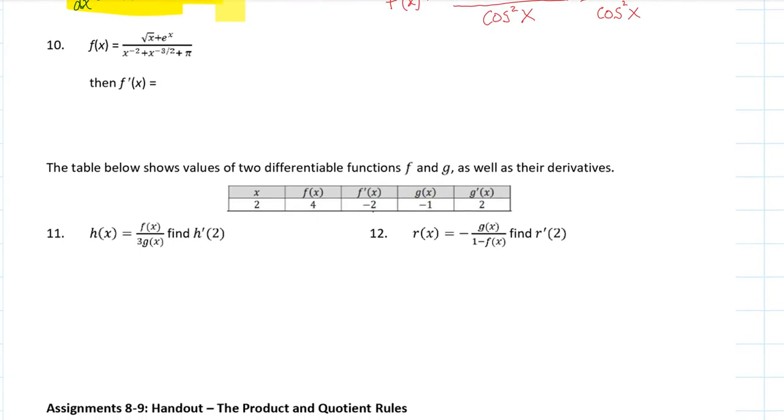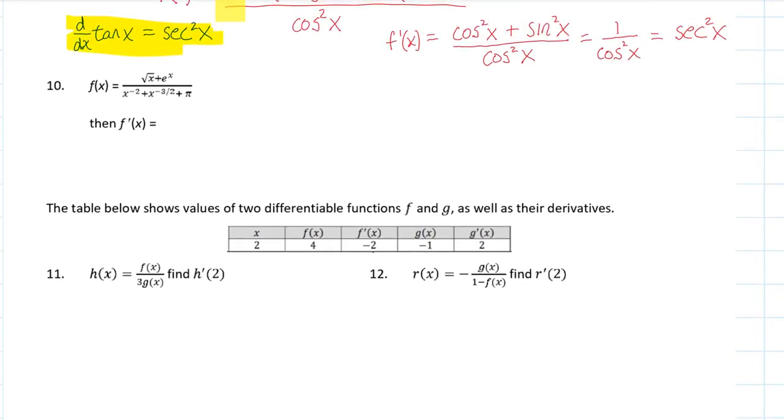All right, number 10. Boy, we got a mess in this one. We got some square roots in here. Since I'm kind of short on space, I'm going to rewrite this square root as x to the 1/2 power, and I'm just going to knock that guy off of there. All right, let's do this.